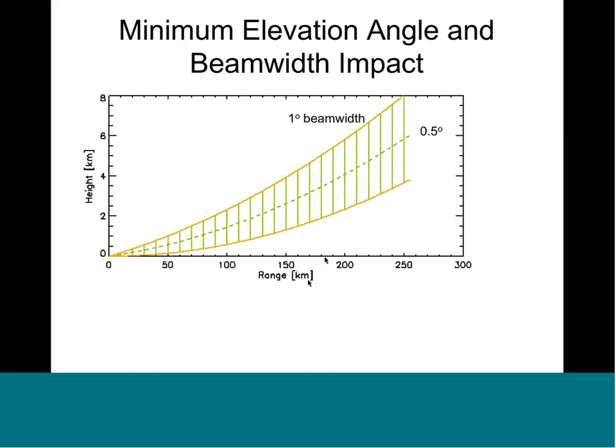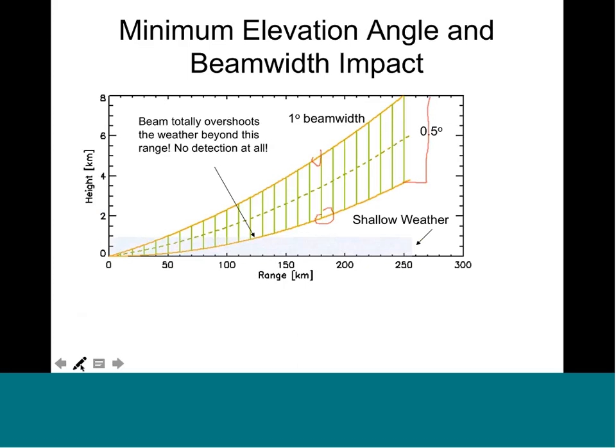So here is a 1 degree beam. The orange line represents the top of the beam. This orange line at the bottom, let me get the pen again, is the bottom of the beam. This is the top of a 1 degree beam, again a function of range and height. Look at 250 kilometers, look how wide the beam is. It's more than 2 kilometers deep. The dotted line represents the middle of the beam. So if you have shallow weather that's a kilometer deep, oh, lost the pen again.